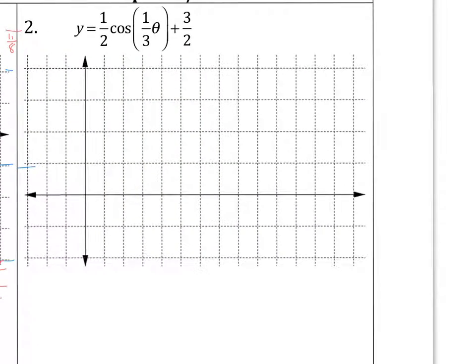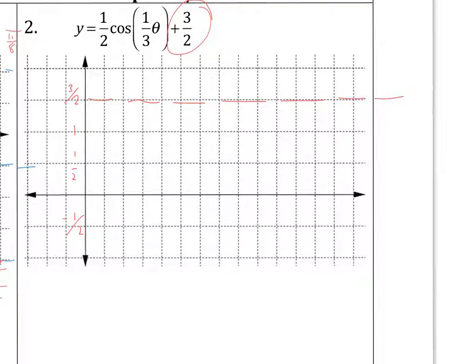Next up, we've got y equals 1/2 cosine of 1/3 theta plus 3 over 2. Okay, I don't love that we're dealing in terms of halves here, so maybe I'll make my y-axis a half. That's 1, and this would be 3 halves. And that'd be negative a half down here, just to make this a little bit easier to graph. All right, my midline is going to be up here.